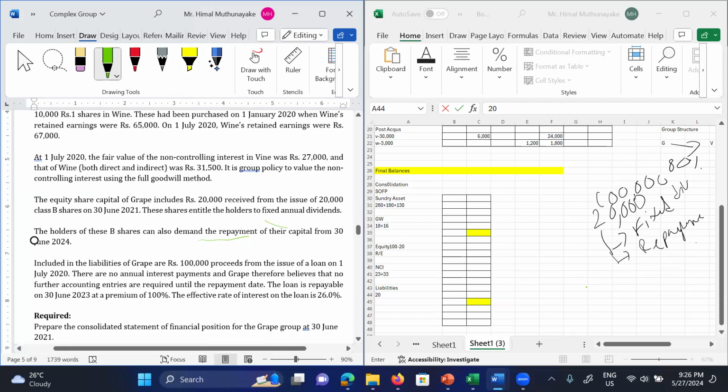Loan on 1st July 2020. There is no annual interest payment and Grape therefore believes that no further accounting entries are required until the repayment date. The loan is repayable on the 30th June 2023. The effective rate of interest on the loan is 26%.